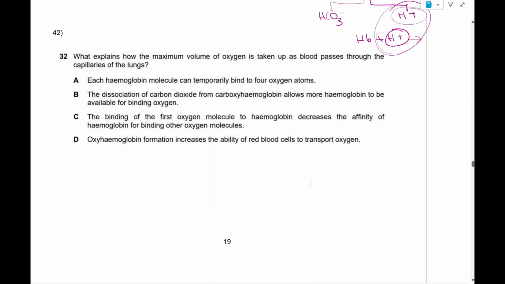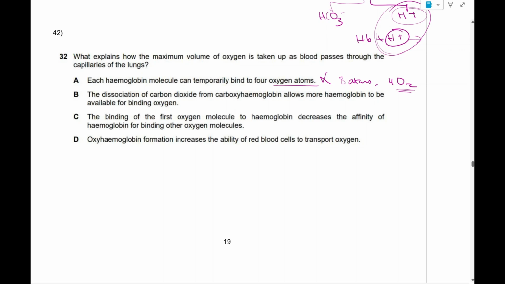Question number 32. What explains how the maximum volume of oxygen is taken up as blood passes through the capillaries of the lungs? Now let's see the suggestions that we have here. A. Each hemoglobin molecule can temporarily bind to 4 oxygen atoms. Now this is incorrect. The reason for this, it binds to 8 oxygen atoms or 4 O2 molecules.